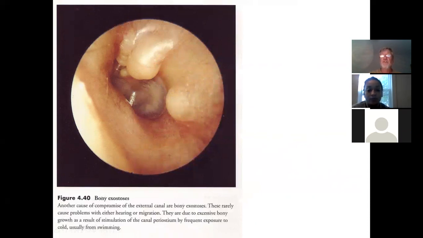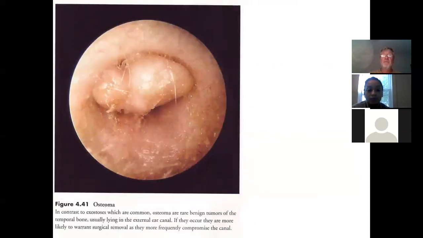Sometimes it's called swimmer's ear. Here's an osteoma. This is a rare but benign tumor of the temporal bone, usually lying in the external ear canal. If they occur, they are more likely to warrant surgical removal because they can compromise the ear canal. That's a stenosis. It's not totally blocked. It's partially blocked. A doctor will go in and they will surgically take it out.